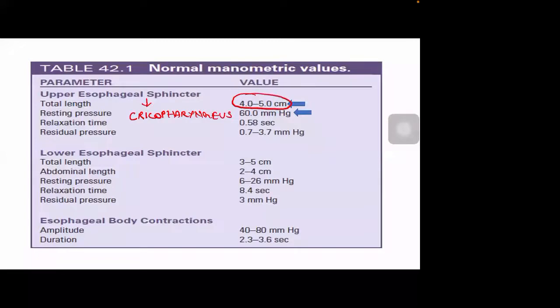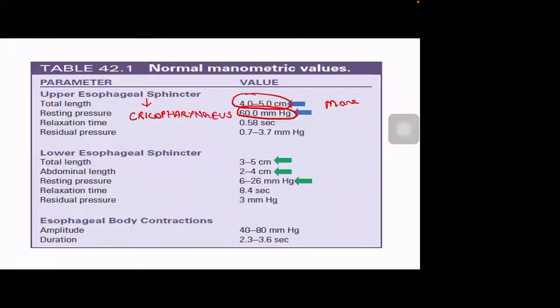The pressure in the upper esophageal sphincter is actually more. Why? Because normally you want the upper esophageal sphincter pressure to be higher, because we don't want air or everything to go into the esophagus. So the pressure is always more, and it relaxes only when there is an act of swallowing.